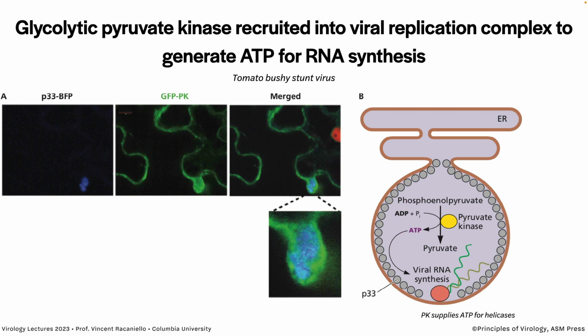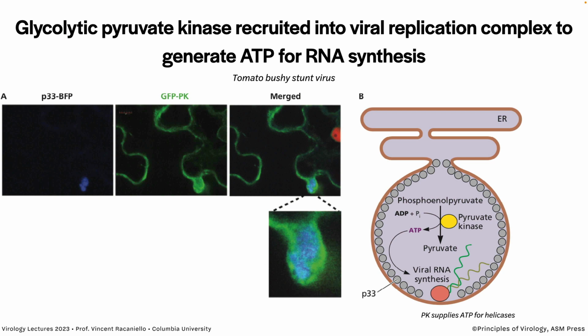And in particular, one of the viral proteins called p33 coats the interior of this vesicle. p33 binds pyruvate kinase specifically. It imports it into the vesicle, and there it can generate the energy that is needed for RNA synthesis. PK supplies ATP for the helicases that are needed to unwind the RNA.